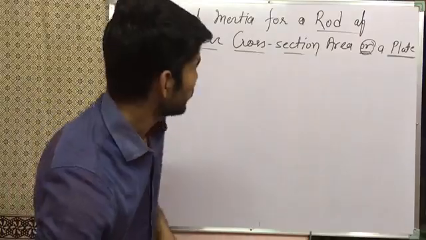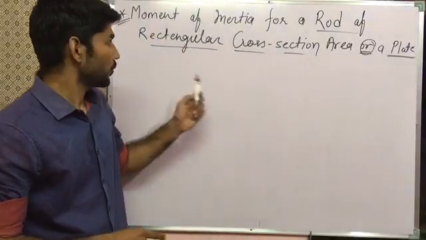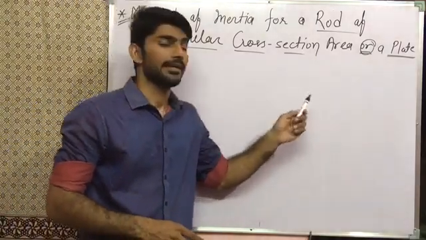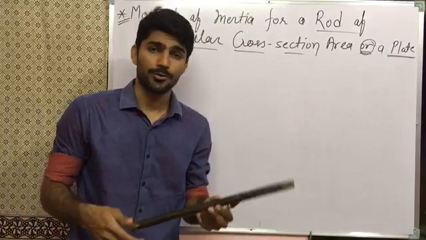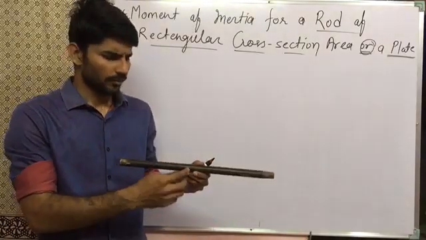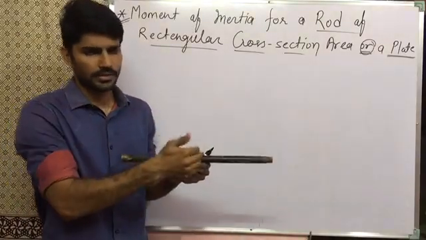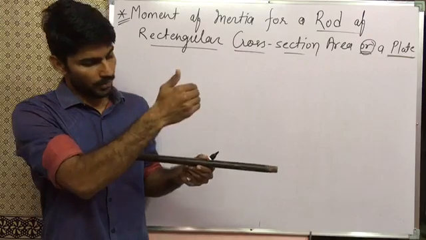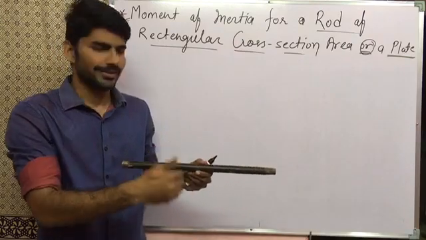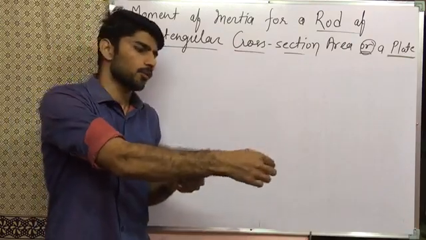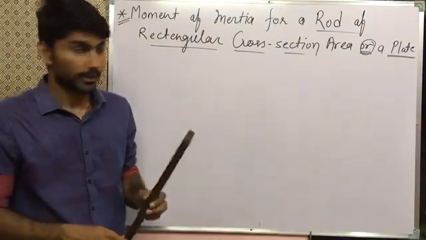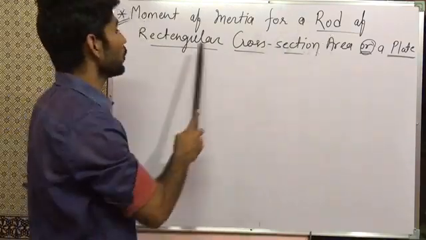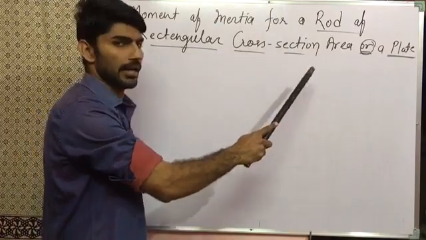In this video, we will discuss the moment of inertia for a rod of rectangular cross-section area and a plate. Yesterday we discussed the moment of inertia for a rod about two axes: one axis passing through the center and perpendicular to the length, and another passing through one end or one corner and perpendicular to the length. But today we will take the rod of rectangular cross-section area or a plate.